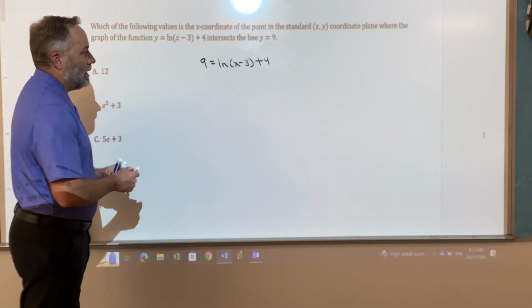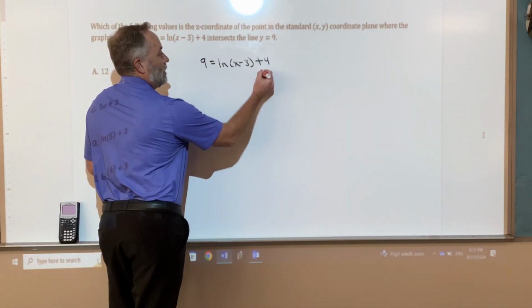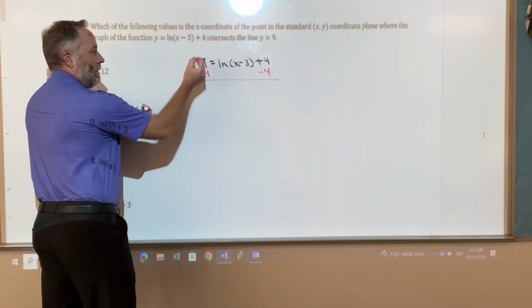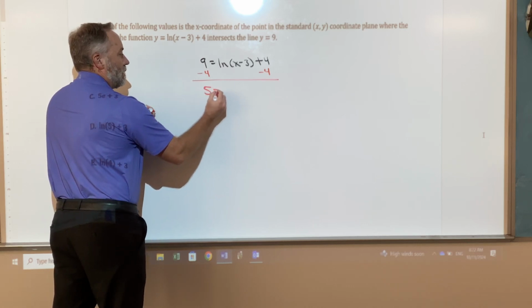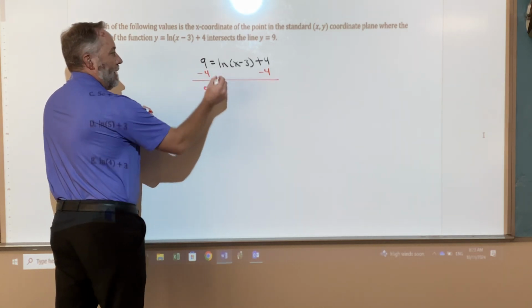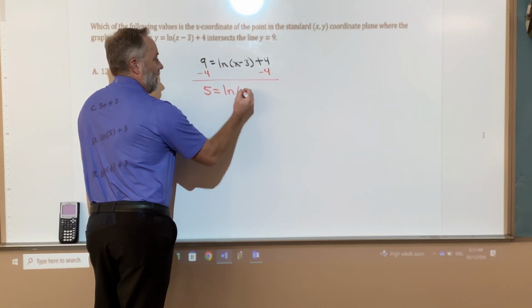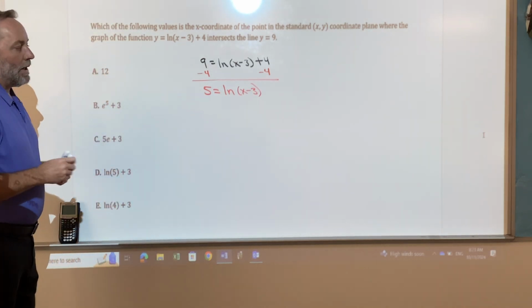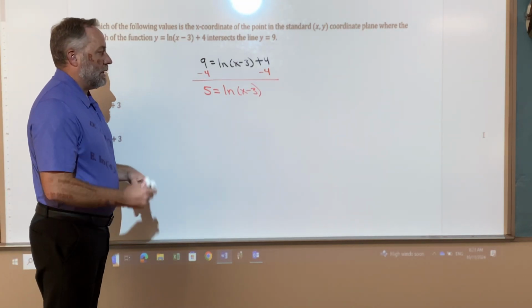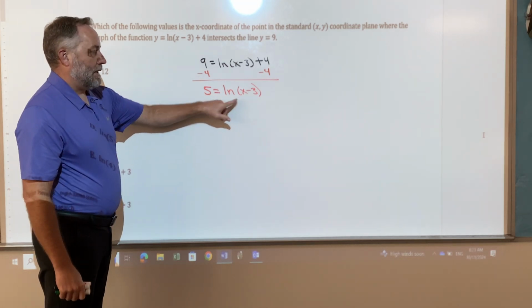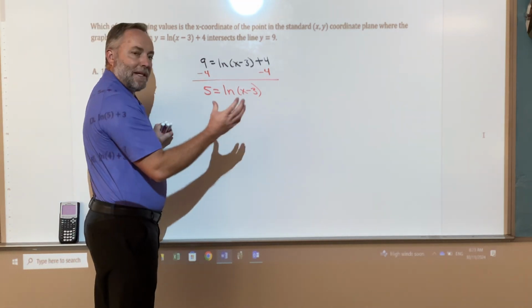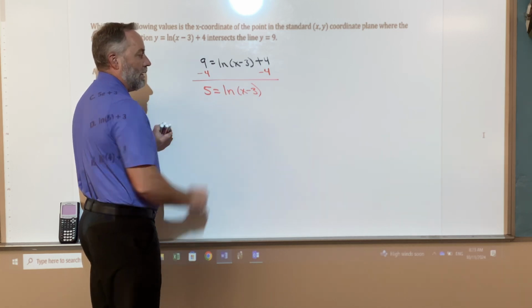The first thing, maybe the most obvious, is just to subtract 4 from both sides of the equation. That would leave us with 9 minus 4 is 5 on the left side, and then just the natural log of x minus 3 on the right side. Again, we have a few options here, but the x minus 3 is within the function.